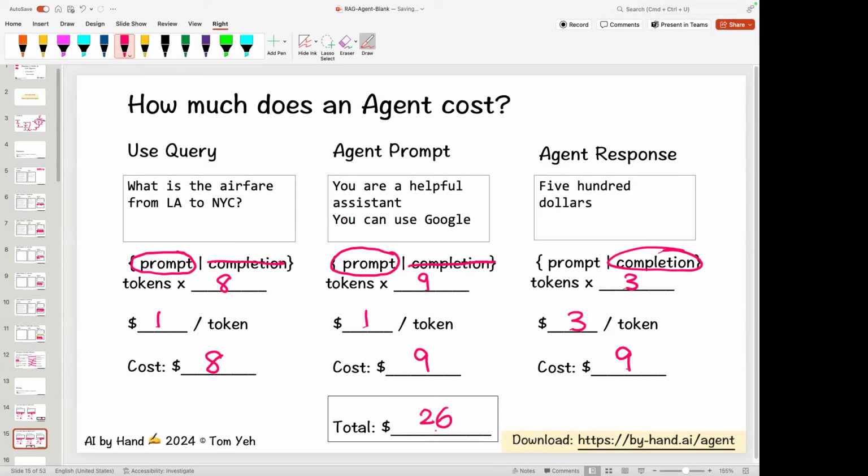So now that we operate in the agent realm, the cost has increased from the previous slide, 17 to 26. Every time you add something to the agent prompt to make it think about stuff, make it reflect, make it use tools, make it communicate with other agents in a multi-agent setup, the cost goes up.